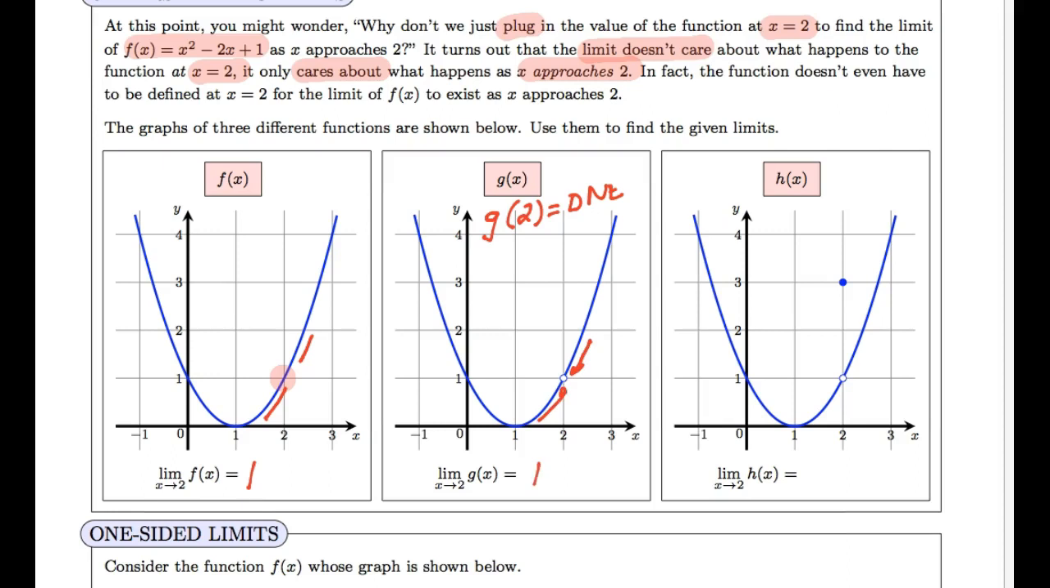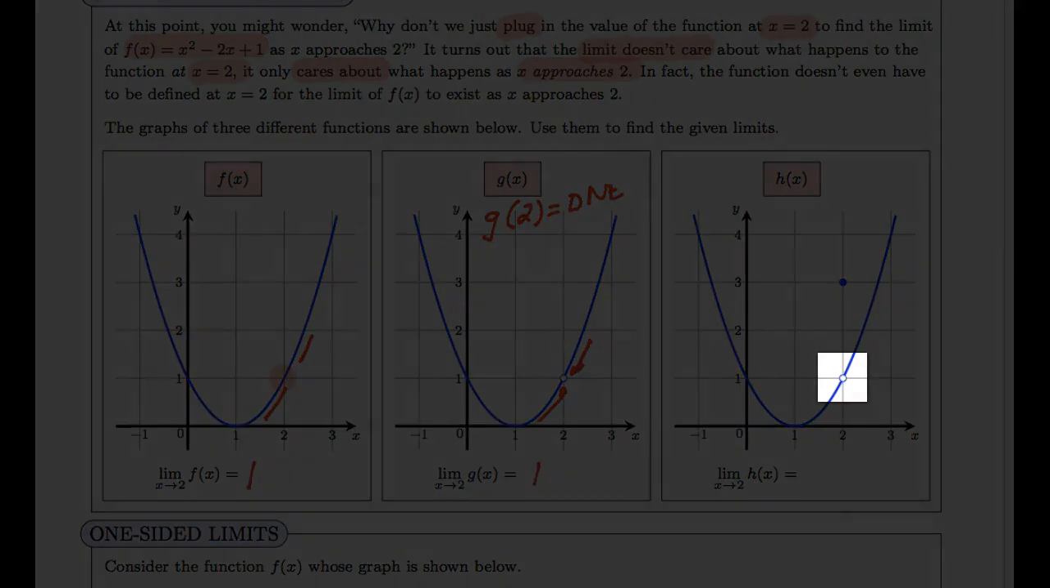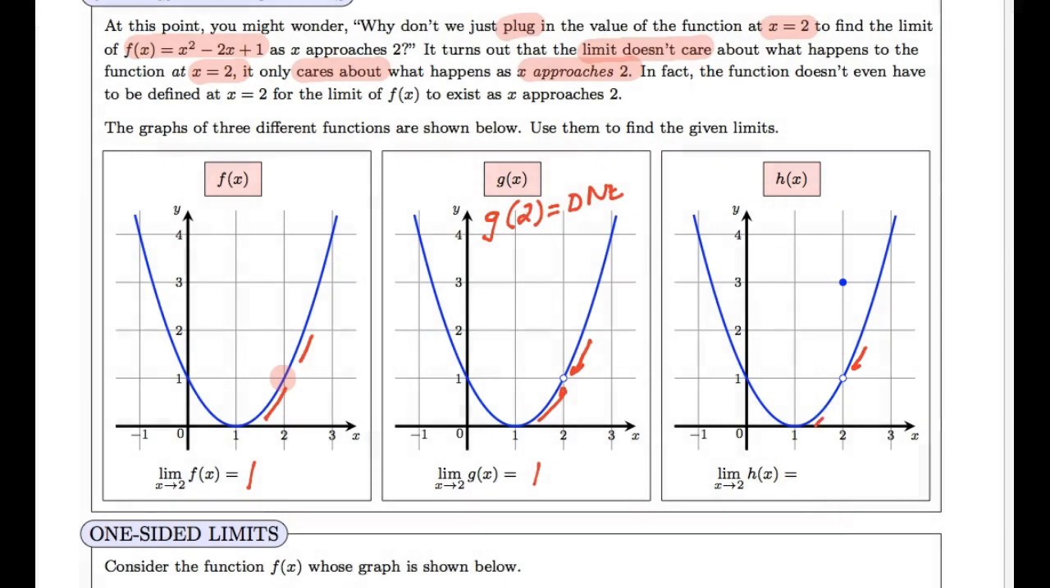h of x here, and notice how it still has a hole there. But the difference from g of x is that the function's actually defined there. So the limit as x approaches 2 of h of x is also 1, okay? But there's the function value right there, okay? So the function value doesn't have to equal the limit. The limit is just what number you are approaching. It doesn't have to equal the function value at that point, okay?